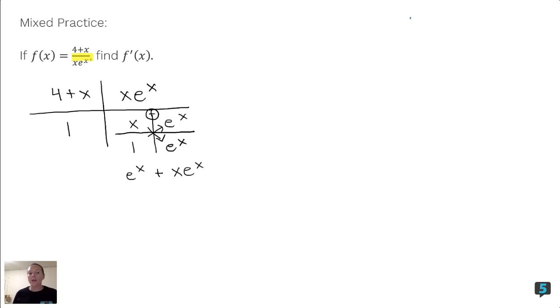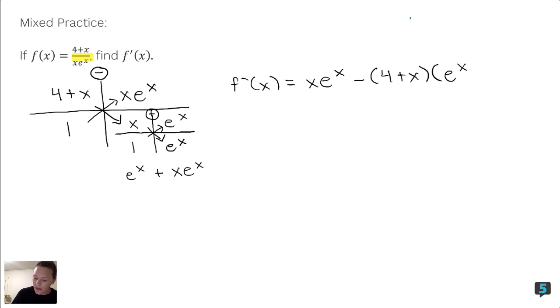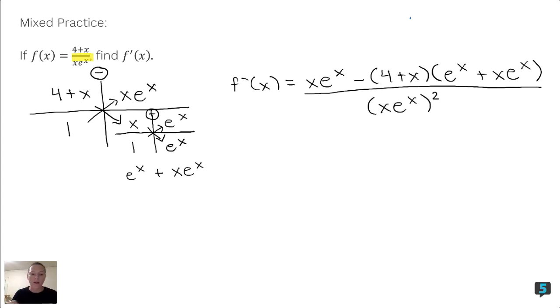So I've got to remember where I started, though. I started with the quotient rule. So now I'm going to go back to that larger set of boxes, and I'm going to have 1 times x e to the x, so f prime of x equals 1 times x e to the x, which is just x e to the x, minus, because I'm doing quotient rule. And now I've got to multiply the quantity 4 plus x times that quantity e to the x plus x e to the x. And because it was quotient rule that I was using to begin with, I've got to do all over my original denominator squared.